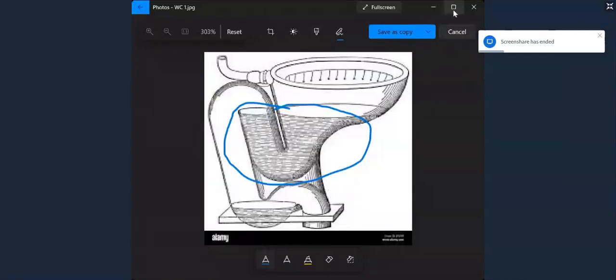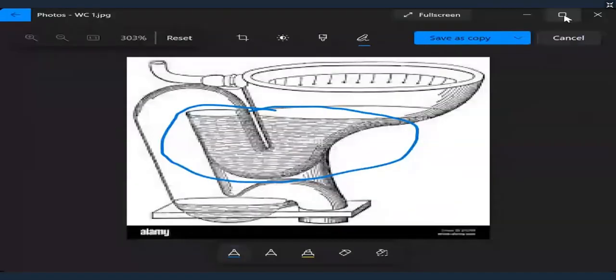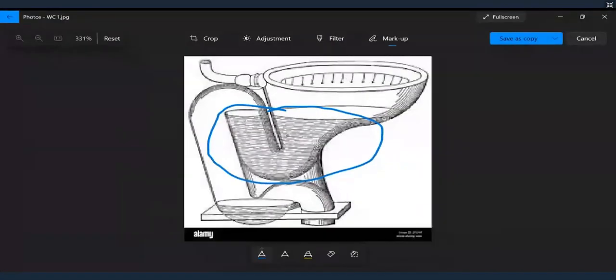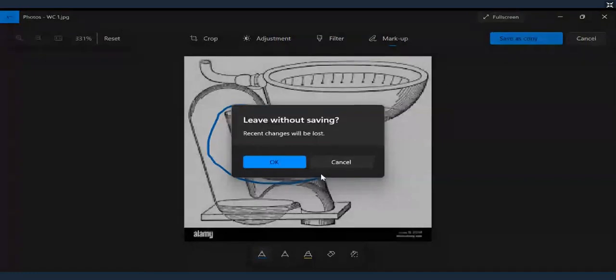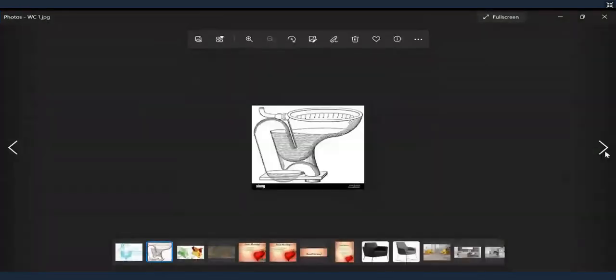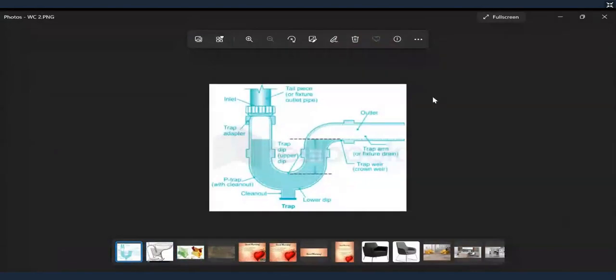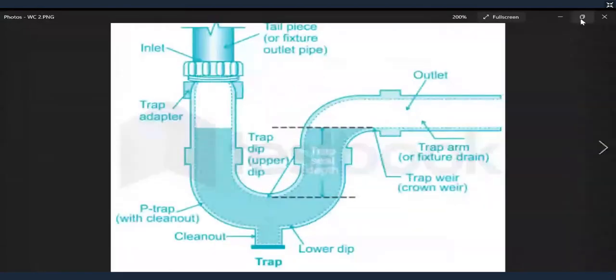Now, let me use the next image. So you see that this is a toilet and this is a system leading to the disposal. I hope you can see now the image that is in blue. You see that this is a place coming from the toilet, and this goes out to the outlet.